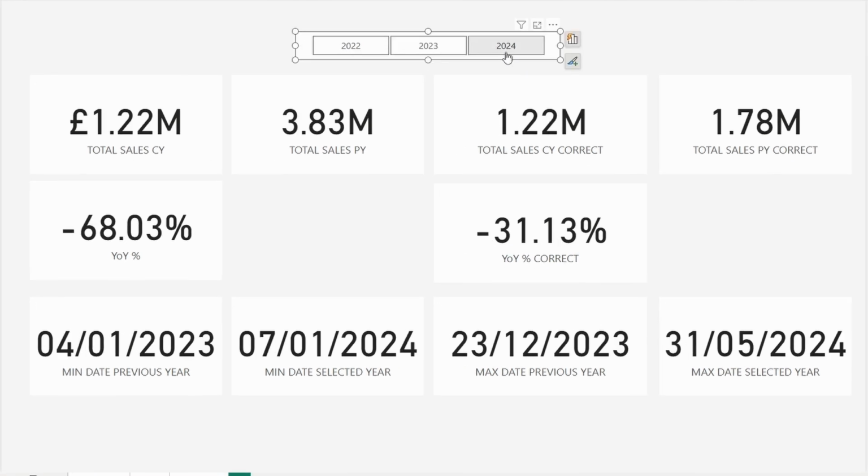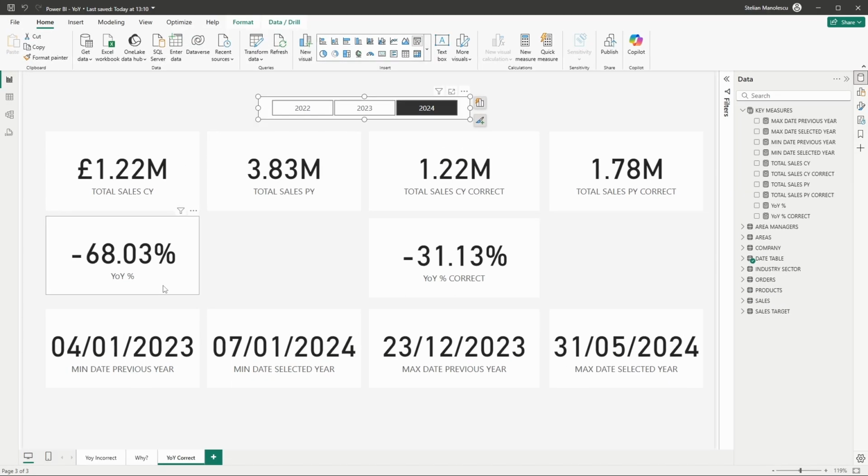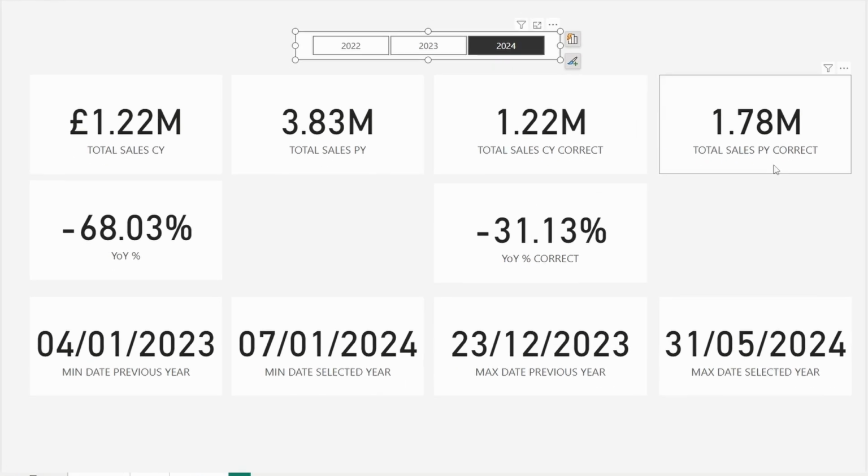If we switch to 2024, the total sales for the previous year are 3.83 millions. The total sales for the current year are 1.22 million, and we would have a drop of 68% in sales, which is not entirely accurate because between the 31st of May of 2024 and the 31st of December of 2024 we have no information. So the year-over-year growth percentage should be calculated only for the first half of the year. And here we can see that total sales for the previous year for the same period that we have information in this year are lower than the initial calculation.